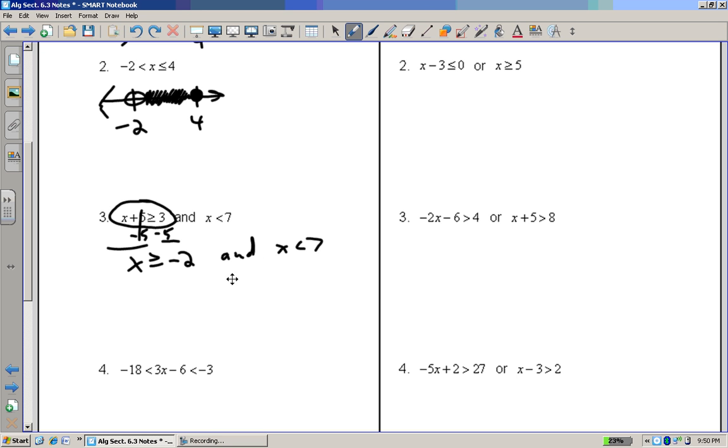And for this to work, we have to have the x's together. So I'm going to switch this around. -2 is less than or equal to x, and x is less than 7. So we're going to sandwich them together, and we're ready for Conan and his mighty spear of mathematics here.